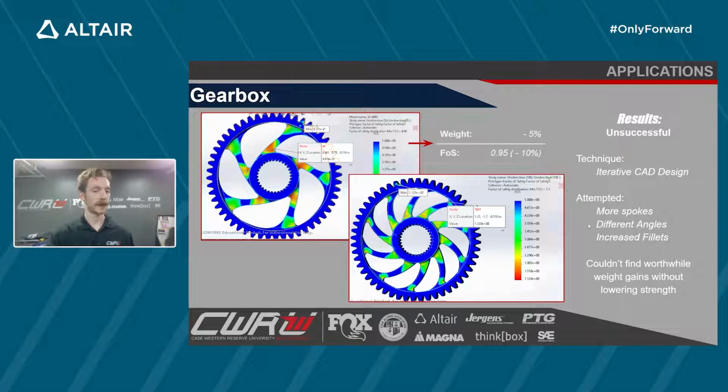So for this top design, 5% weight decrease, but we dropped our FOS below 1. So this design would fail under loading. And this design, although it has an FOS of 1.1, it only decreased the weight by 2%, and the manufacturing is crazy. We'd have to get small end mills in there to get those fillets. It would be very tough.